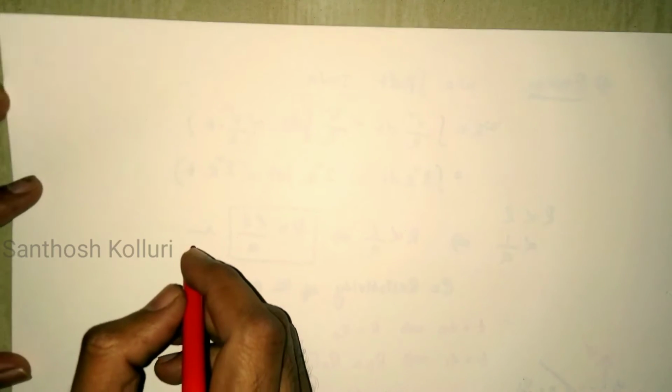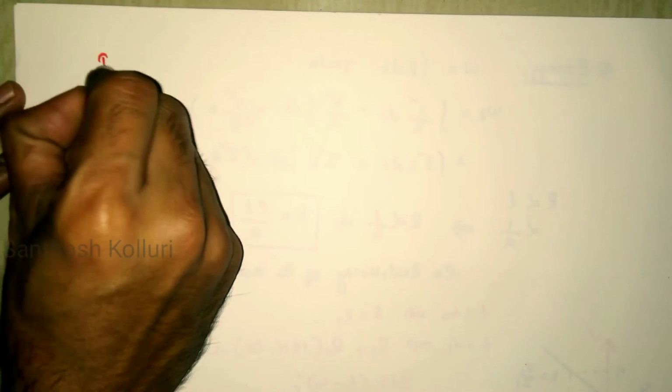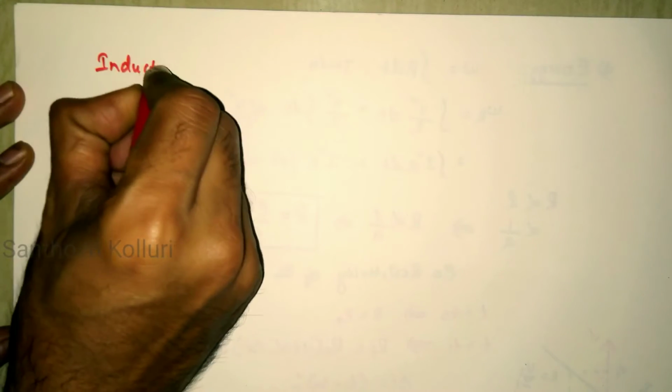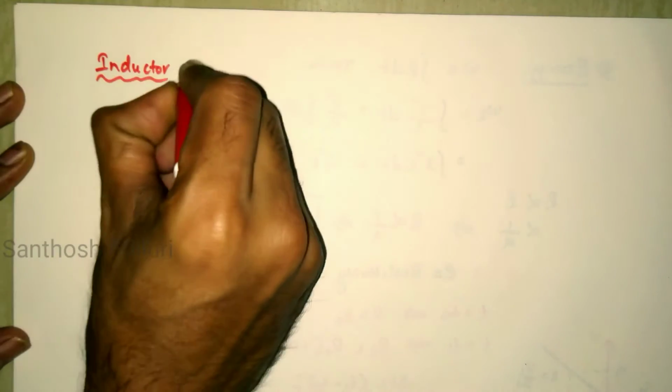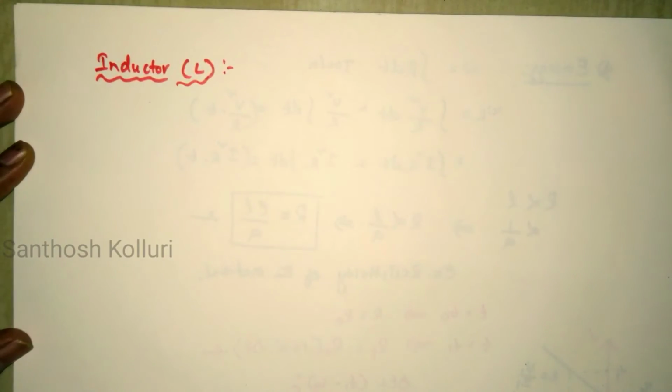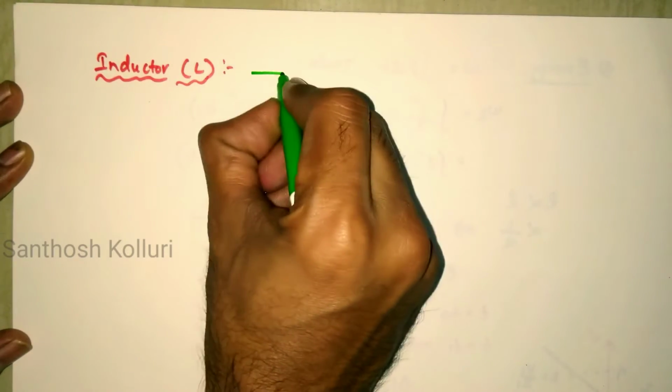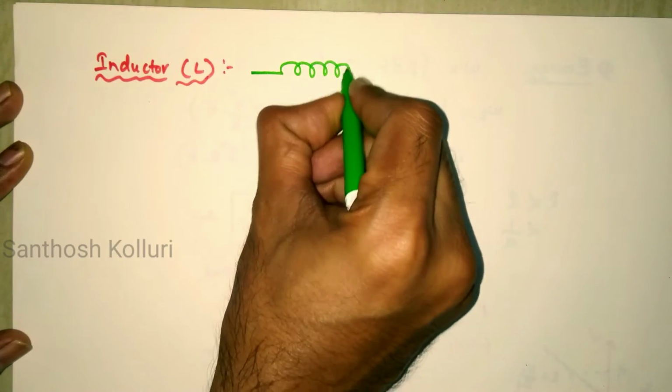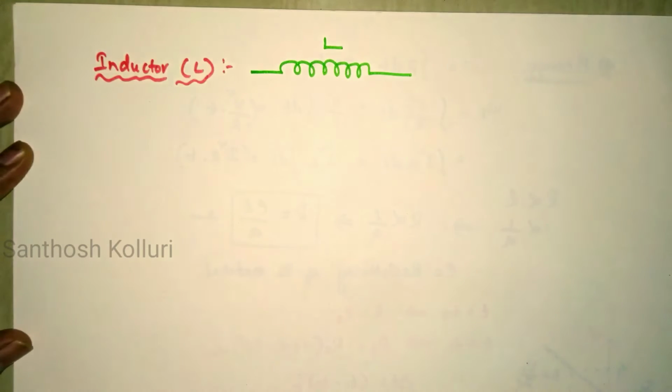Next one is the inductor, represented with L, and the symbol of the inductor can be like this, represented with L.